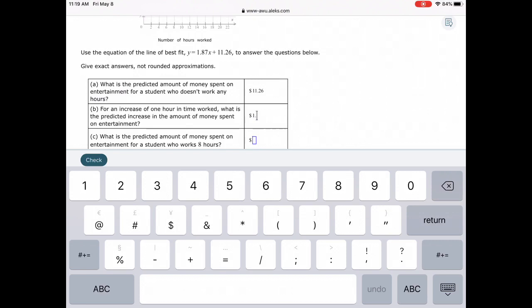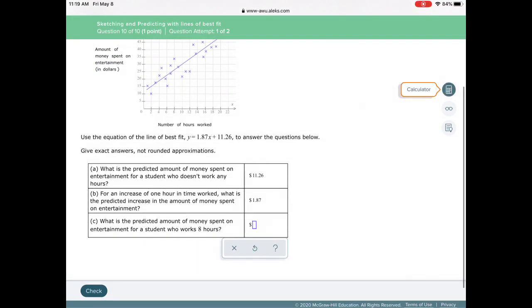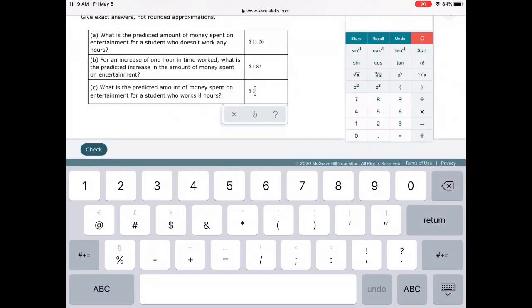So that's 1.87. And then I'm just going to bring up the calculator this time to show you what we're doing here. So we want to know, what about when we put 8 in for x? So I'm going to put 1.87 times x, which is going to be 8 in this situation, plus 11.26. And we get 26.22.